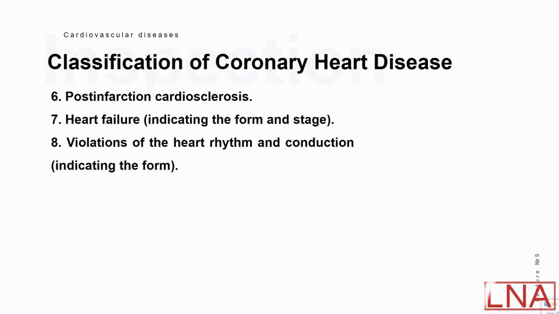Next, post-infarction cardiosclerosis, heart failure. Also, we put into the classification of coronary heart disease, indicating the stages by two classifications: the New York Heart Association classification and the Strazhesko and Vasilenko classification, and violation of the heart rhythm and conduction with indication of the special forms of arrhythmias.